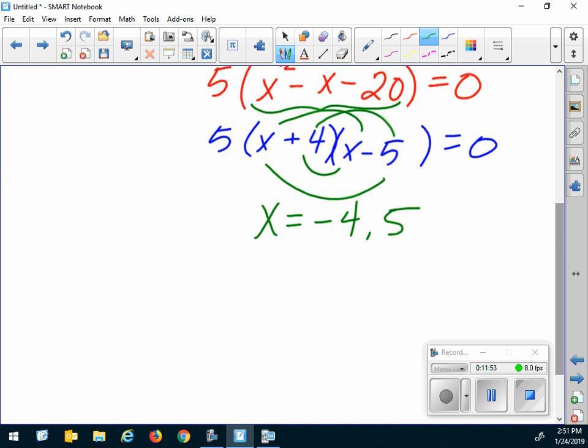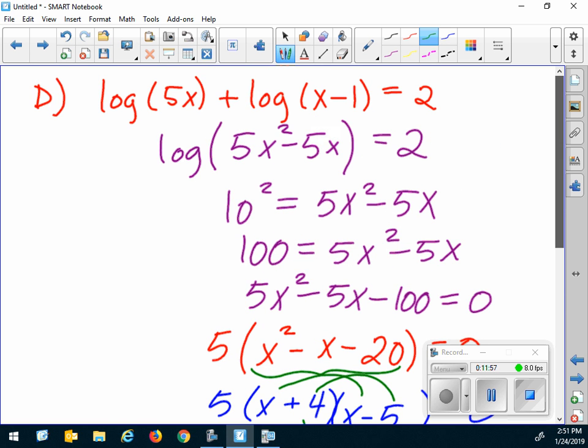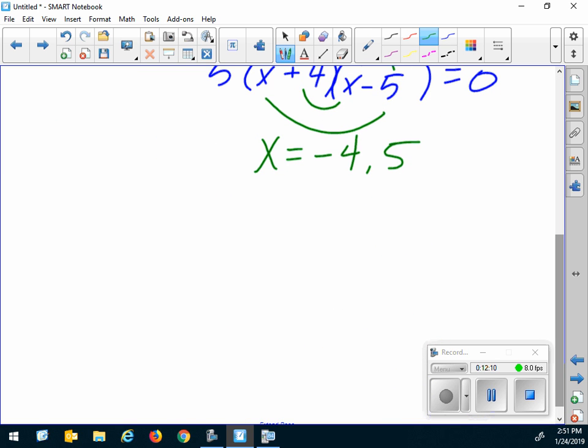Well, now remember, just because you get a negative here, is that going to make one of these negative? So if x is negative 4, does this make this the log of a negative number? That's bad. That's bad. Now, but you're going to check x equals 5 because what if they're both wrong?